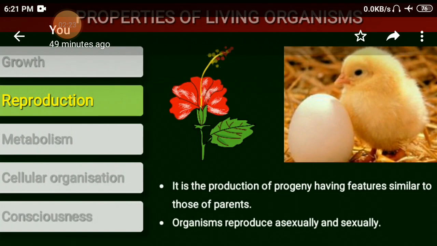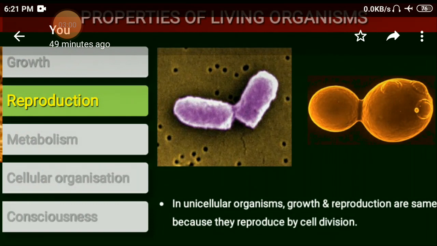The next feature is reproduction. It is the ability of any organism to produce their young ones. The progenies which are formed are similar to their parents. Organisms can reproduce in two ways, which are the asexual mode of reproduction and the sexual mode of reproduction. The organisms produced by asexual reproduction are called clones because they are identical to their parents. But in sexual reproduction, the organisms are not exactly identical. They are similar to their parents in many aspects.